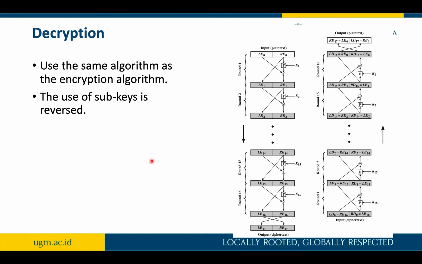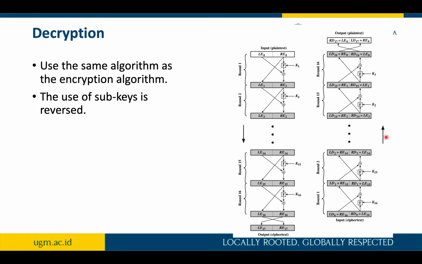For decryption, it is very convenient because we use exactly the same algorithm, but the subkeys are reversed. Here we have the encryption process from round 1 to round 16. We use K1 to K16, and the output is the ciphertext.